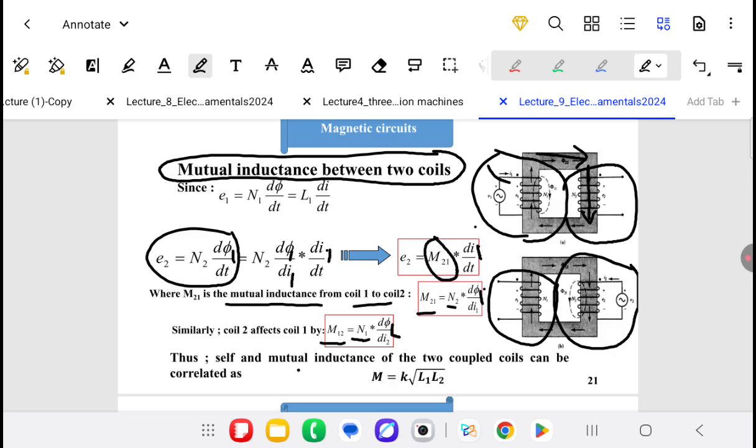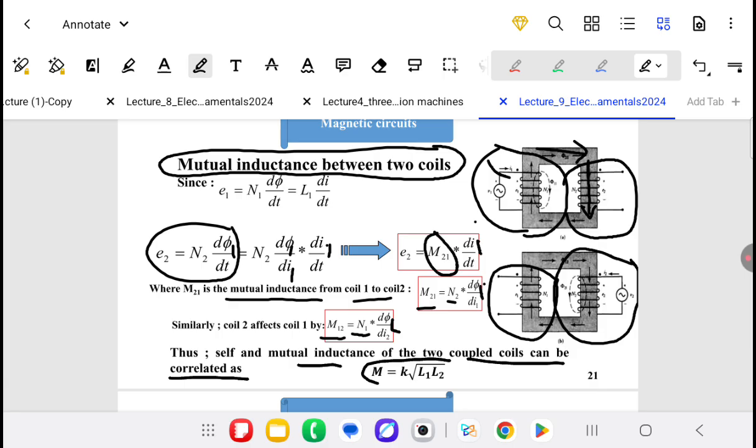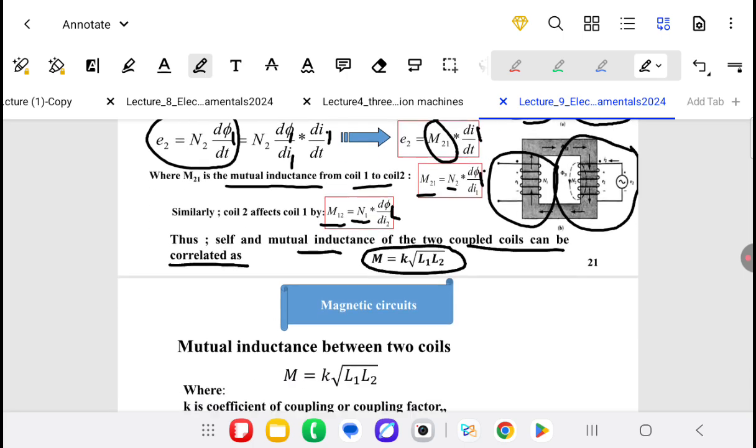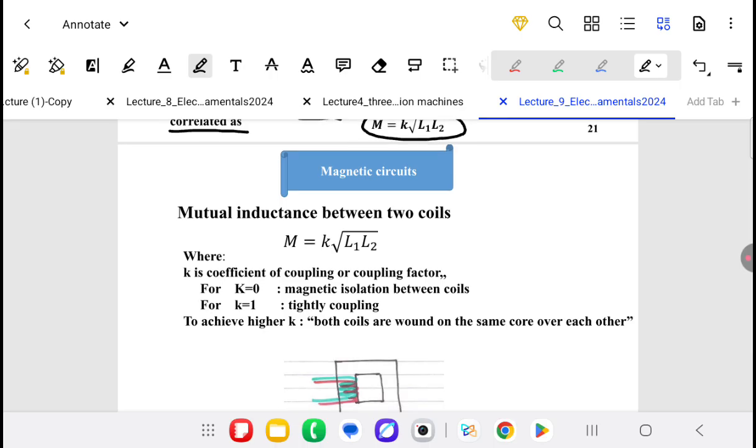The self and mutual inductances of two coupled coils can be correlated. The relation between the mutual and self inductance is M equals K root L1 times L2, where L1 and L2 are the self inductances of coil 1 and coil 2. Now we need to know what K is. K is the coupling coefficient, or coupling factor.